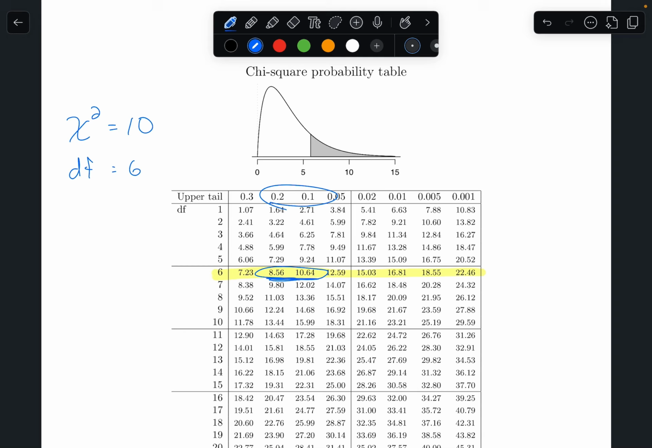Now, I can't say exactly what it is without using some other technology like my graphing calculator. We'll talk about that in later sections, but for now, the best I can do is to say my p-value is going to be somewhere between 0.1 and 0.2, which feels frustrating because we don't know exactly what it is.